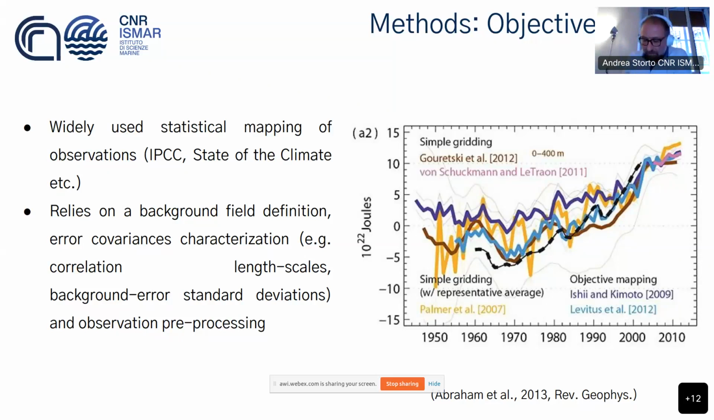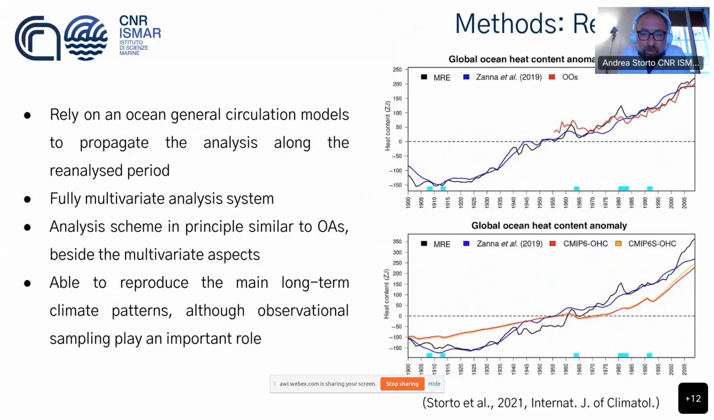Another way, obvious for this audience, to estimate oceanic heat content is through reanalysis, which uses instead an ocean general circulation model to propagate the analysis along the reanalyzed period. They are fully multivariate systems. The analysis scheme can be, in principle, similar to that of objective analysis, and reanalyses are in general able to reproduce climate patterns.